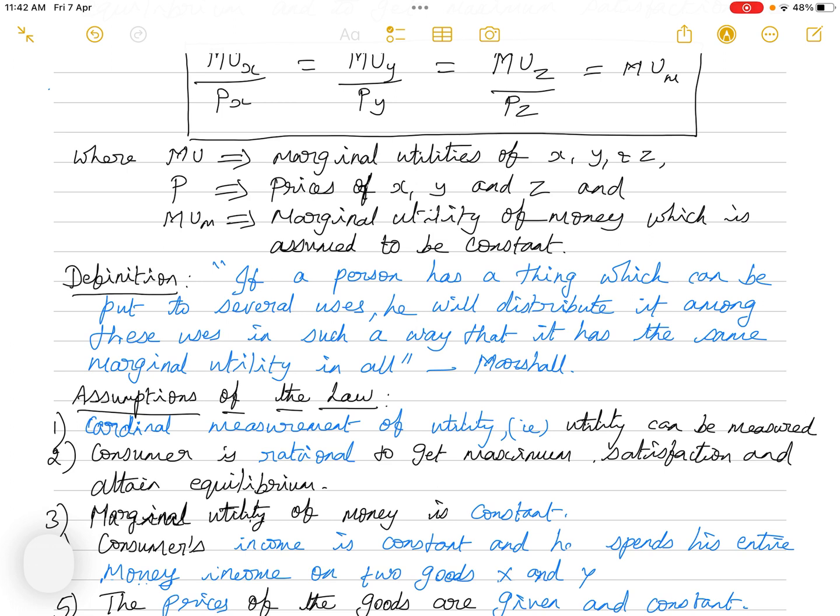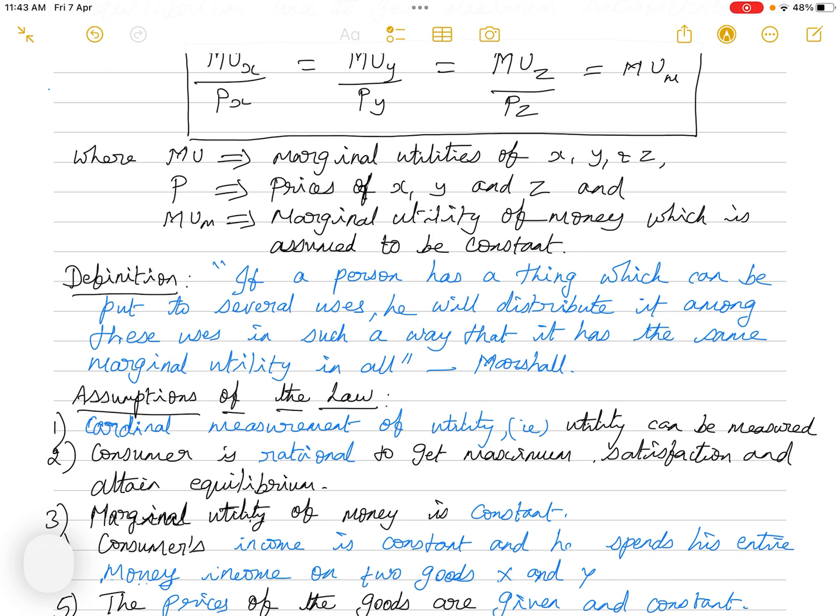How he has to distribute? He will distribute it among these uses. He will spend the money income on different commodities in such a way that it has the same marginal utility in all, in such a way that the last rupee spent on different commodities is giving the same marginal utility to the consumer. Okay, so this statement is in Marshall's words.